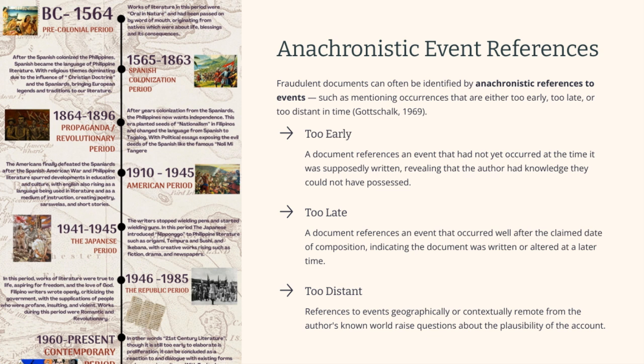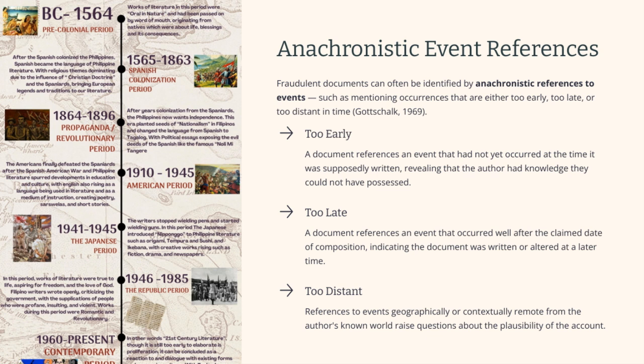Next, we look at the timing of documents. If a document mentions an event that happened long after the date it claims to have been written, that's a red flag. It suggests the document was written or altered at a later time, which can point to manipulation or forgery. On the other hand, if a document references an event that hadn't yet occurred when it was supposedly written, that's even more telling. It means the author had knowledge they simply couldn't have had at that point in time, indicating possible deception or fraud.